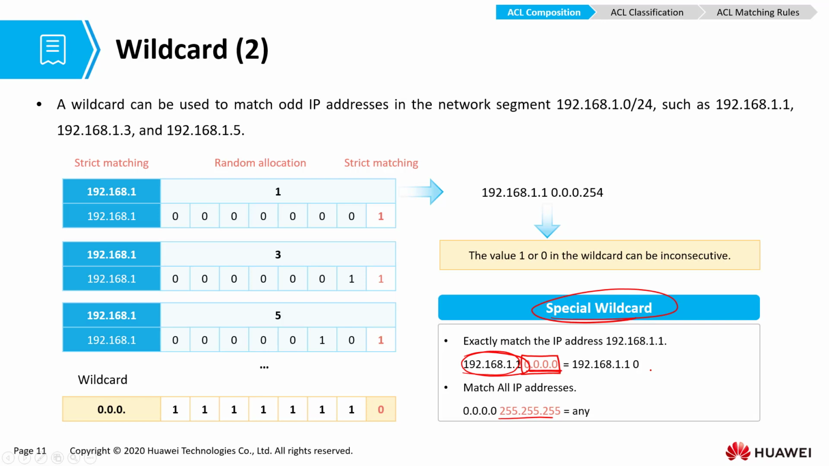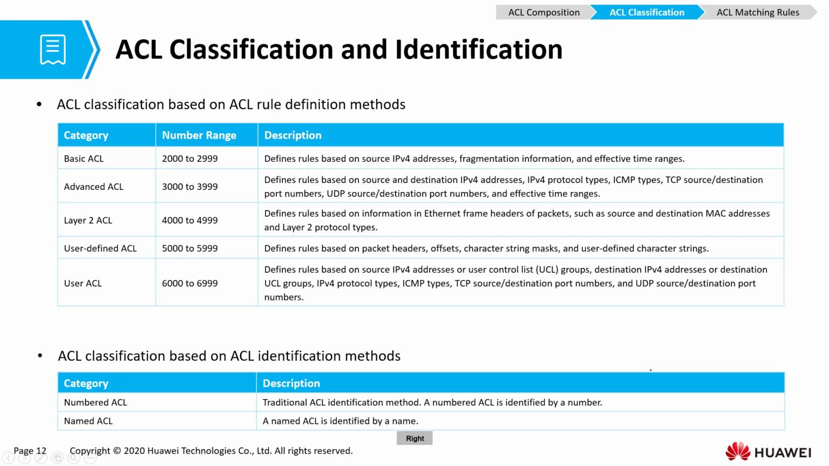We have special scenarios in which we use them. So let us next talk about the classification and identification of ACLs. Now, ACLs can be classified in two different ways. We can classify them based on rule definition methods. How exactly are you defining the rule?